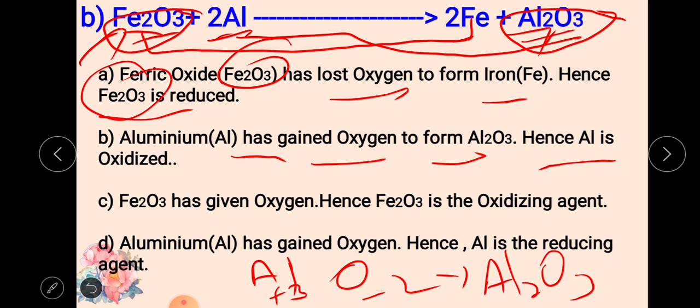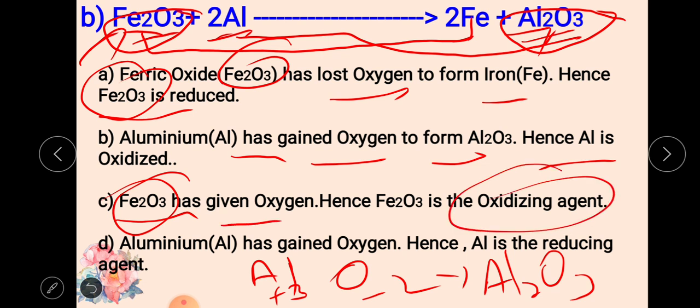Then which is the oxidizing agent and which is the reducing agent? How can we know that? Which is reduced, that is the oxidizing agent. Which is oxidized, that is the reducing agent. Understood clearly? Which is reduced, that is the oxidizing agent. Here, which is the oxidizing agent? Fe2O3, that is ferric oxide, is the oxidizing agent. And which is oxidized? Aluminium is oxidized. So aluminium is the reducing agent.